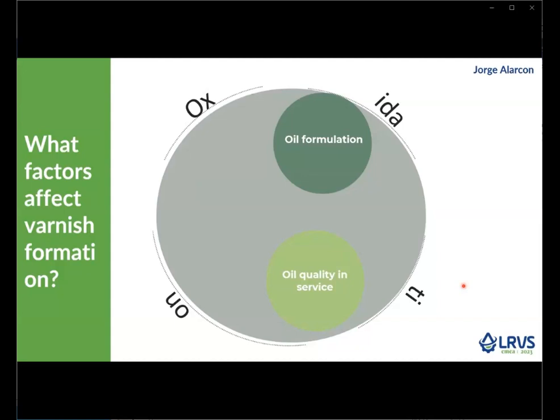When we talk about oils that are very degraded, of course those are going to be prone to form varnish. Depending on the type of oil, we're not talking only about additives, but also the characteristics of the base oil are going to be affected. So it's very important to measure the properties and the additives of the oil. And of course, temperature. We talk about hot spots in the system. Those are the ones that are going to be harmful for the oil.